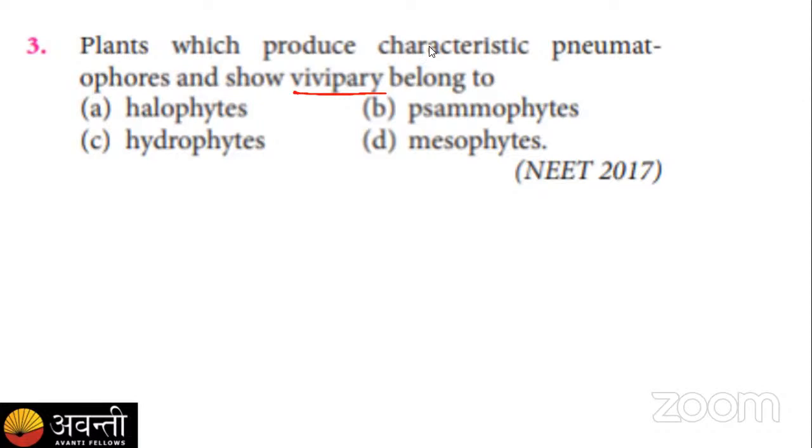Your poll is here, and this poll will remain for 20 seconds. You have to give your answer. We are talking about plants that have pneumatophores and show vivipary. They belong to which region? I am repeating your options: option A, halophytes, B, xerophytes, C, hydrophytes, and D, mesophytes. Only 5 seconds left for closing the poll. I am closing the poll as everyone has already given their answer.